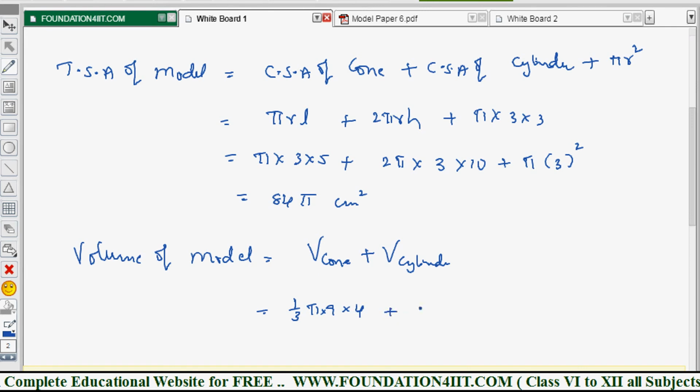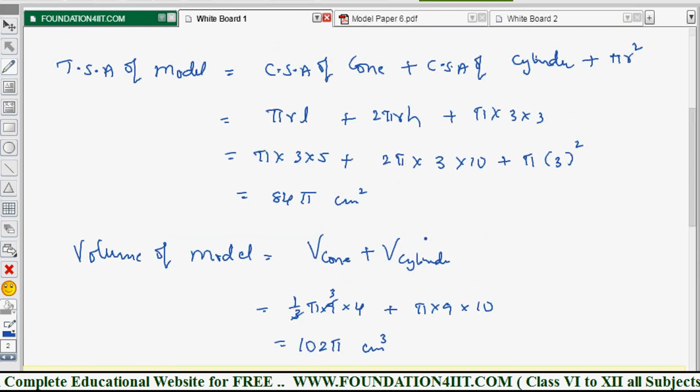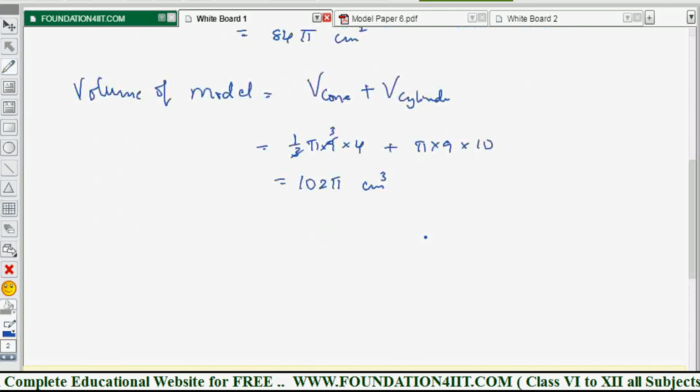Volume of the cylinder is pi r square h. So pi into r square is 9 into h is 10. By cancellation and simplifying, we get 102 pi, cubic centimeters. Right? This is the model. So total surface area of the model is 84 pi square centimeters. Volume of the model is 102 pi cubic centimeters.